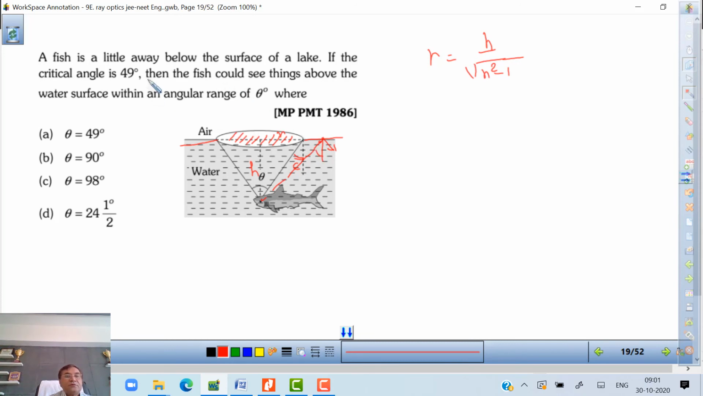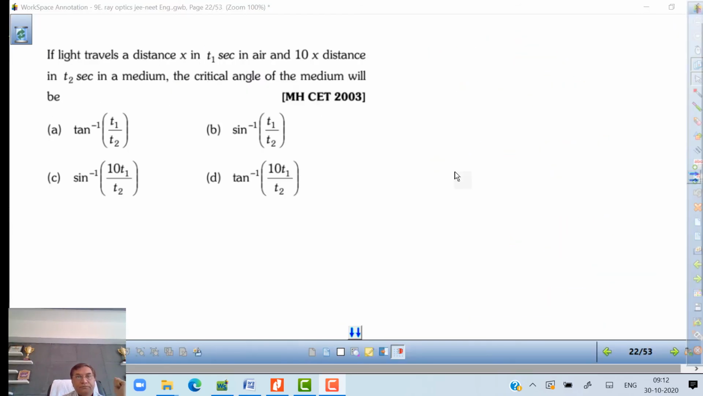Yes, critical angle is 49 degrees, then the fish could see things above the water surface within the angle range of, so this angle, on this side 49, on this side 49, it becomes 98. There is no other calculation here. Otherwise you can calculate: if h is given you can find r, if r is given you can find h. You can find the area also; that will come in the next problem.